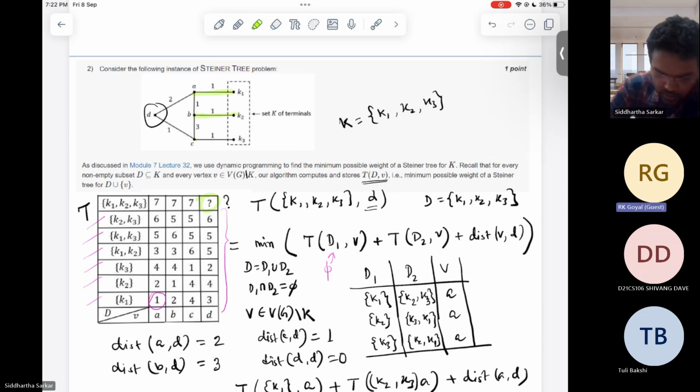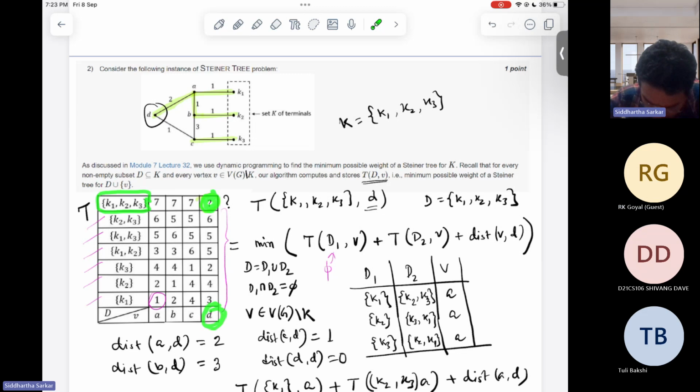I guessed its solution as 8. I don't know how and where. Let me do it again. Since connectivity has to be maintained among K1, K2, and K3, definitely we have to go through these two triangles. You're also looking at D. So you want to maintain connectivity among K1, K2, K3, and D. So you were interested in the cell corresponding to K1, K2, K3, and D.